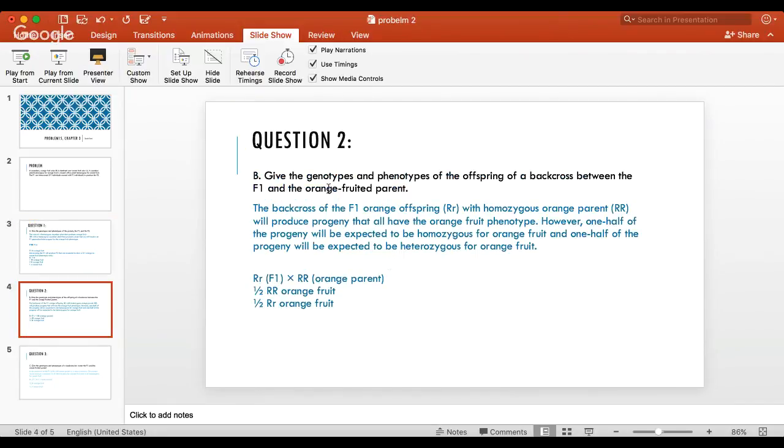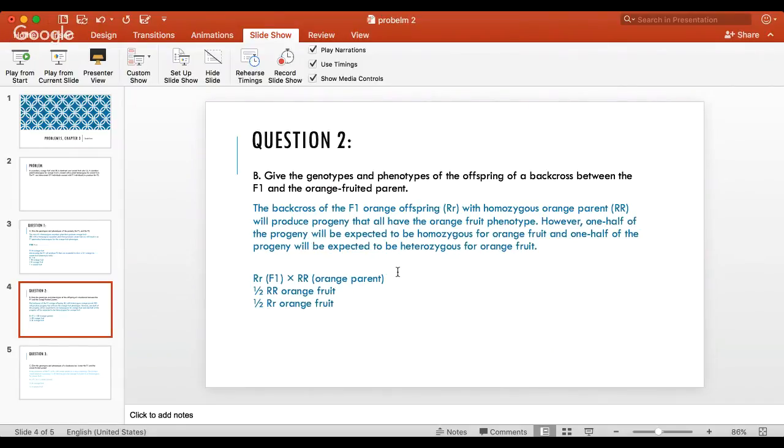So part 2: give the phenotype and genotype of the offspring of a backcross between F1 and the orange fruit parent. The backcross of the F1 orange fruit offspring, which would be 1 big R and 1 little r, with the homozygous orange parent, which would be 2 R's, will produce progeny that all have the orange fruit phenotype. That's because the big R's are dominant over the little r.